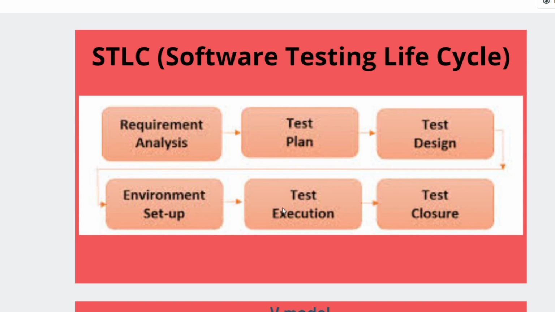The next phase is test execution. In this phase, the actual testing is performed. Testers execute the test cases and record the test results, including any defects found during the testing process. If any defects or issues are identified during test execution, they are documented in a defect tracking system.